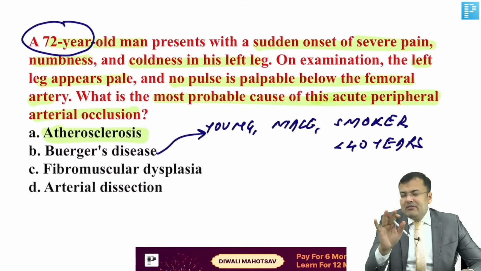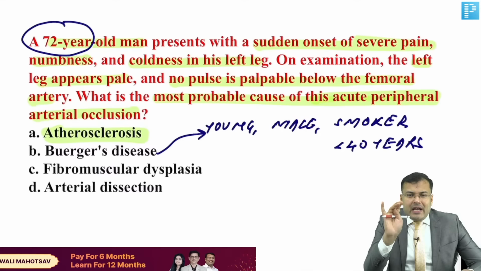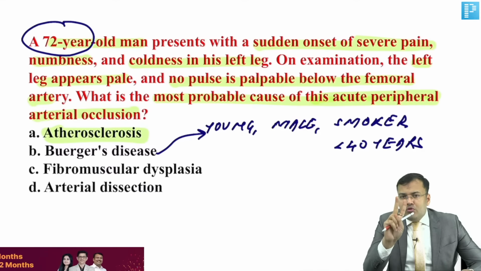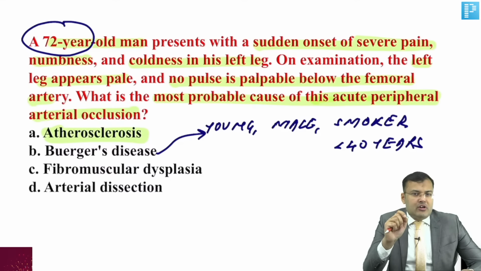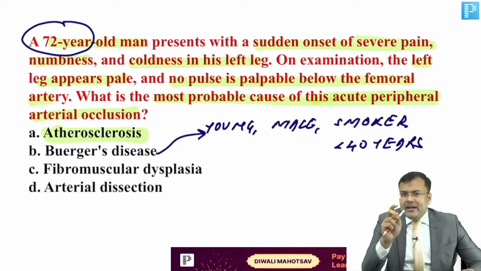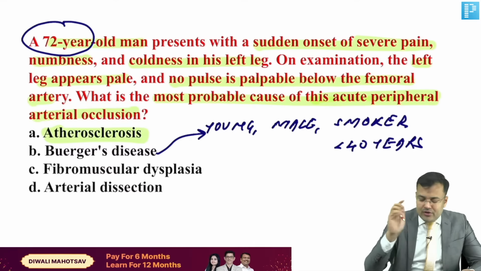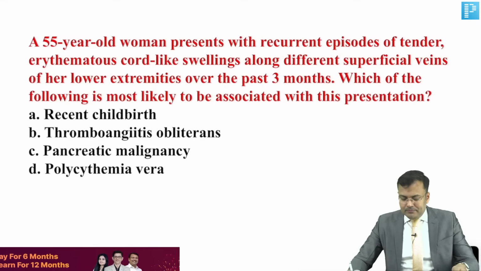So, I am asking a question. 70 years old male, chronic smoker, having gangrene of one or two toes, cause atherosclerosis. 40 years old male, chronic smoker, gangrene of one or two toes, cause Buerger's. So, remember the age. Okay, guys. Now, see the next one.